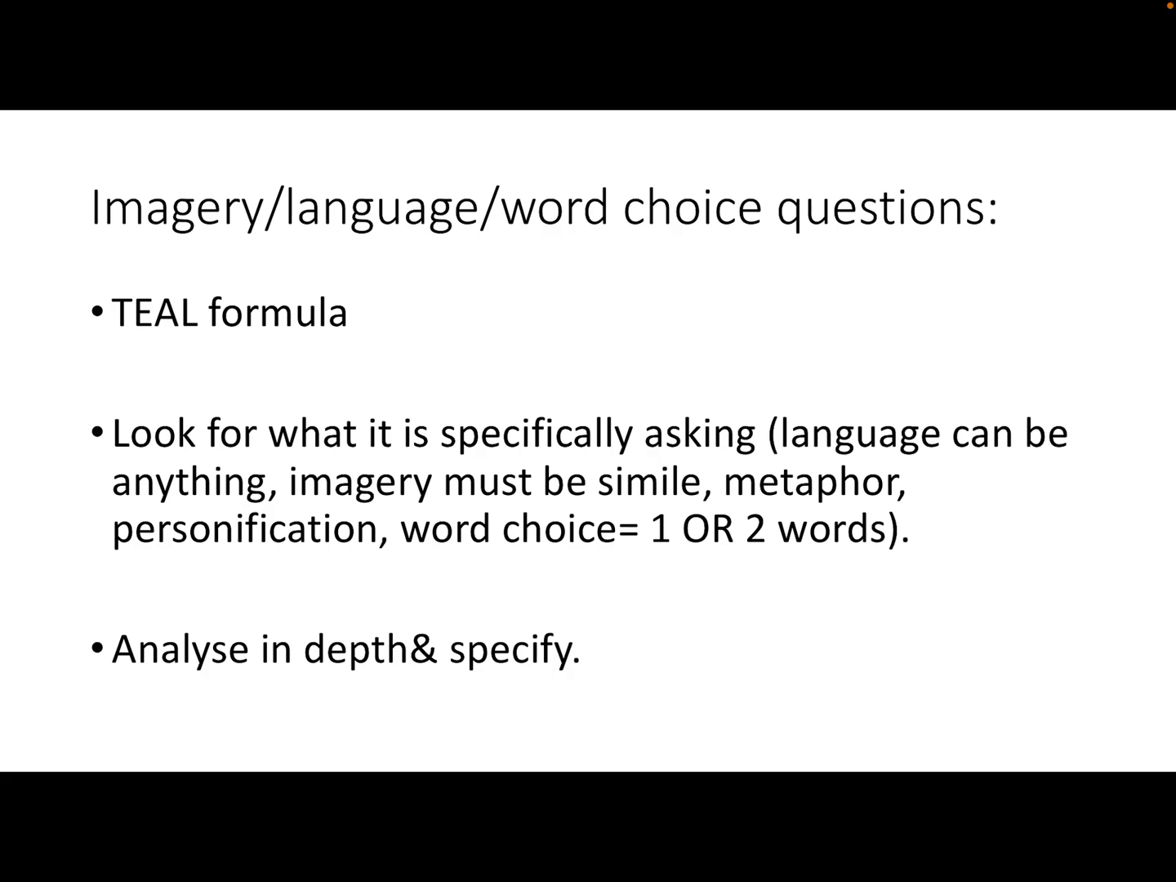The majority of the questions, the imagery, language, word choice questions, this also goes for sentence structure. All of these question types, we are looking for you to use the TEAL formula. We need you to look for what it is specifically asking. So language can be anything. Imagery must be a simile, metaphor, or personification. And word choice, we are looking for 1 or 2 words maximum. We don't want loads and loads. You're not aiming for a whole sentence. 1 or 2 words that are particularly key to the writer's point.